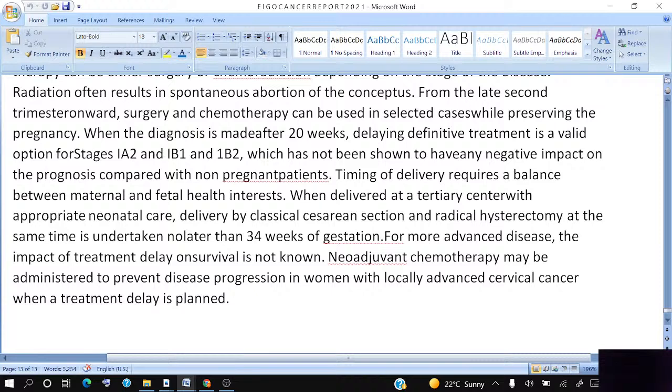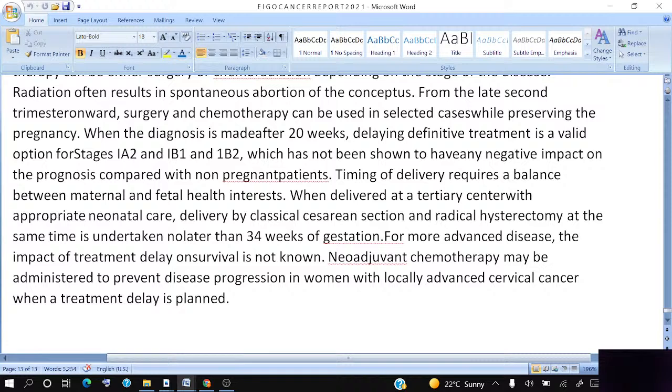Especially, delivery should be at a tertiary center with appropriate neonatal care, delivered by classical cesarean section and radical hysterectomy at the same time, undertaken not later than 34 weeks of gestation. For a patient suffering from more advanced disease, the impact of delay of treatment on survival is not known.